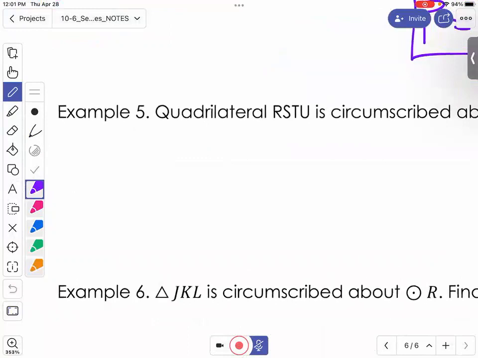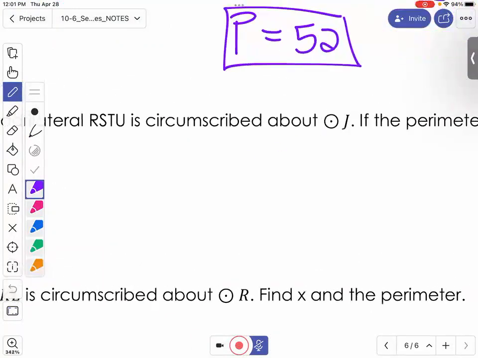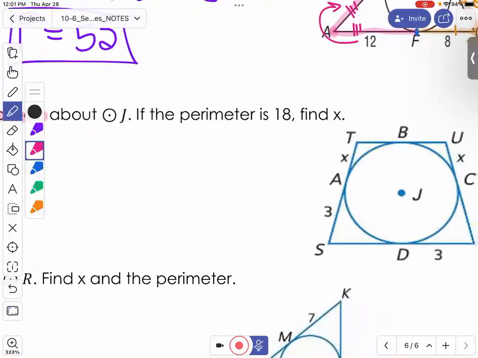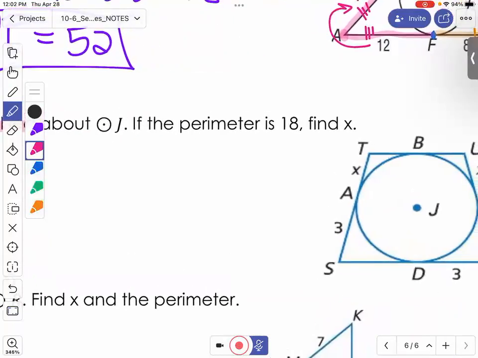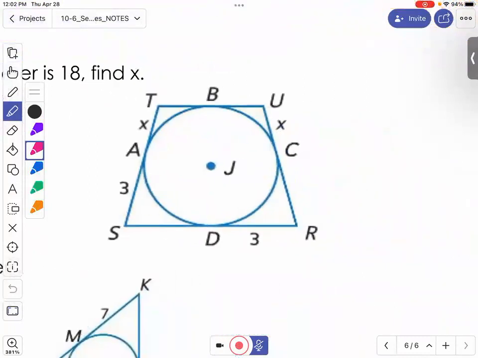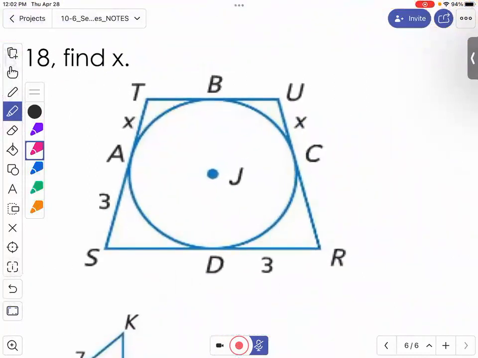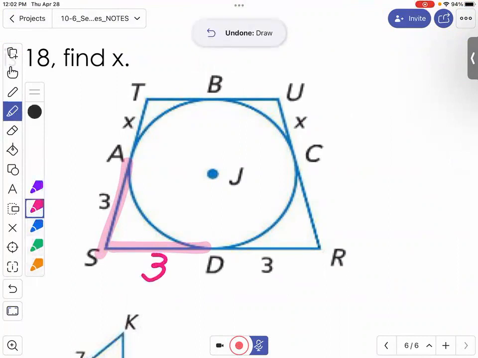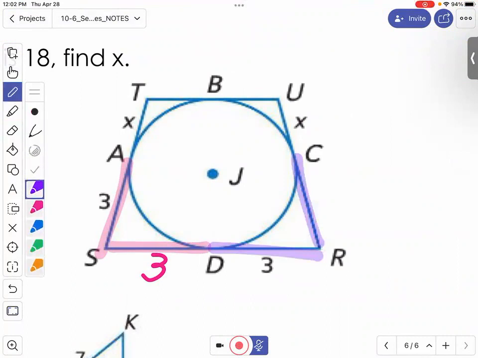Example 5 says quadrilateral RSTU is circumscribed about circle J. So there's our important word again, circumscribed. This time, if the perimeter is 18, find the value of X. So it's the same situation. AS and DS would have to be congruent. So therefore DS must be 3. Same thing for D to R and C to R. If DR is 3, so is CR. And the same thing's going to happen at the top 2 corners.